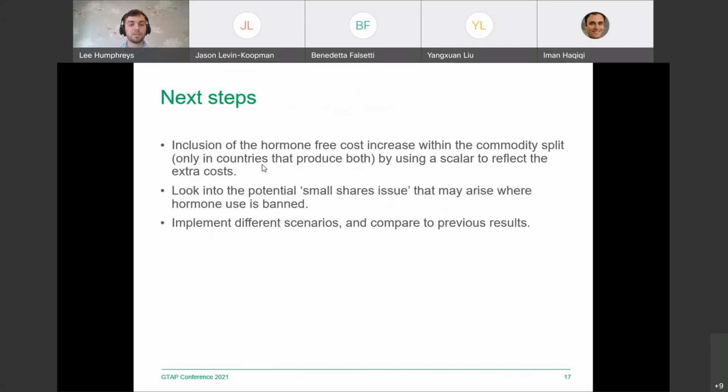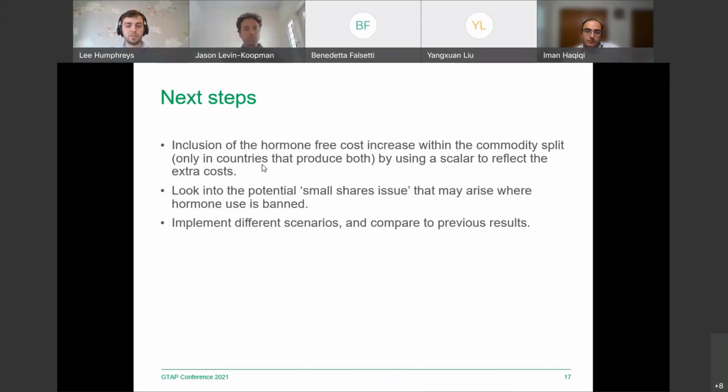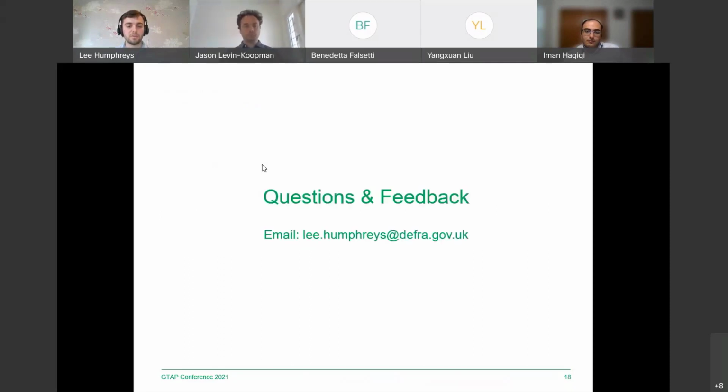So that's pretty much it, but there are a few next steps that I'd like to take. The first step is around how we include the hormone-free cost increase. Instead of using the simulation to include this cost increase for hormone-free beef, there might be a way to include it within the commodity split, that first stage, using a scalar to reflect the extra costs. One thing I did think of was that there might be a small shares issue when we look at hormone-produced beef, if it's banned. And finally, to look at a few different scenarios and compare to previous results, and figure out a bit more about the differences between the two commodities. So that's everything, but any questions or feedback would be appreciated.